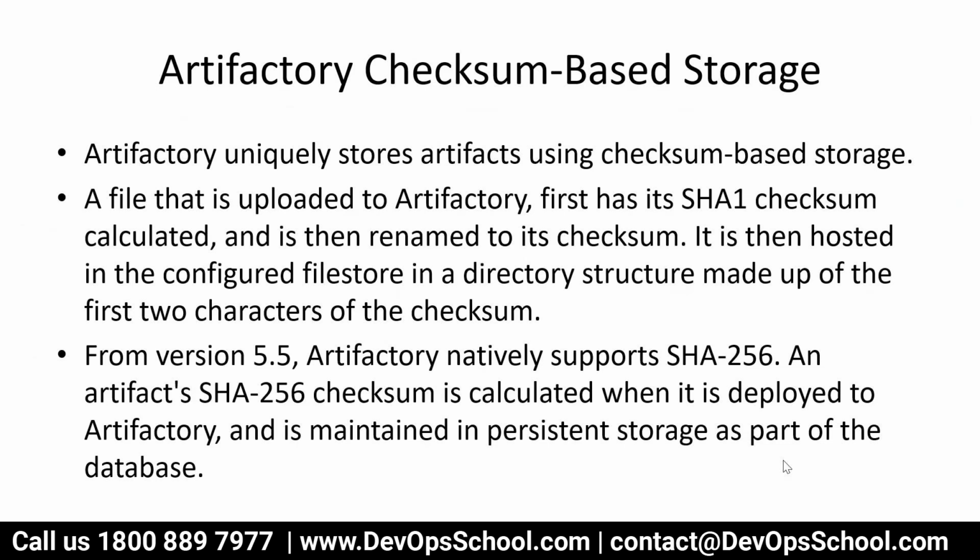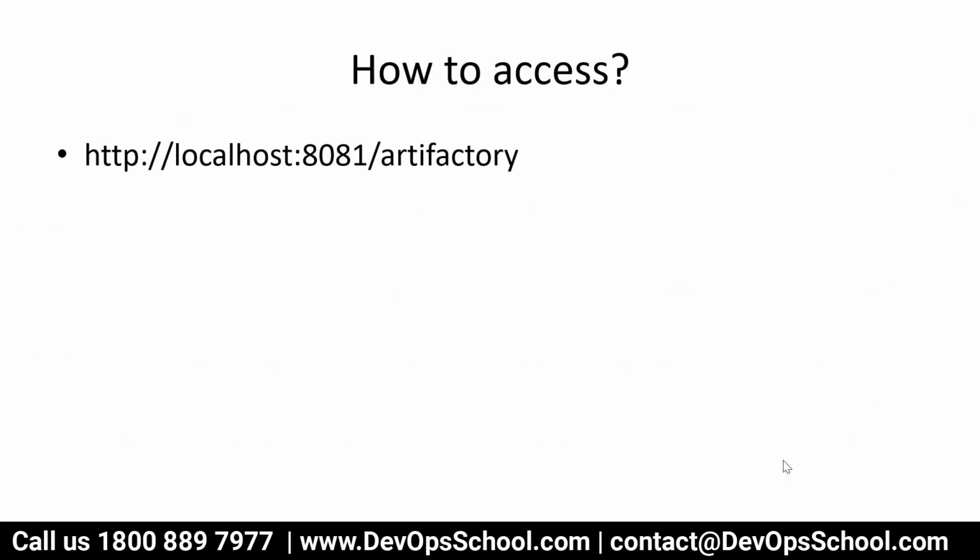From version 5.5, and right now I think it's 8, Artifactory natively supports SHA-256. The SHA-256 checksum is calculated when an artifact is deployed to Artifactory and maintained in persistent storage as part of the database. In fact, this checksum based storage is used in many places. Docker uses it, Git also uses it. Okay, so how do we access this?